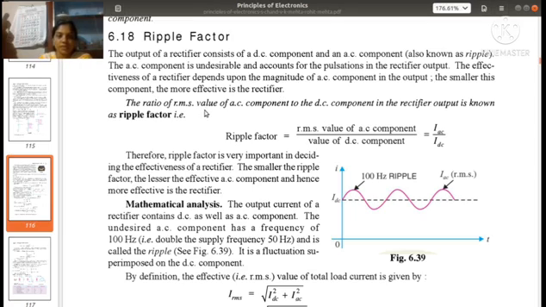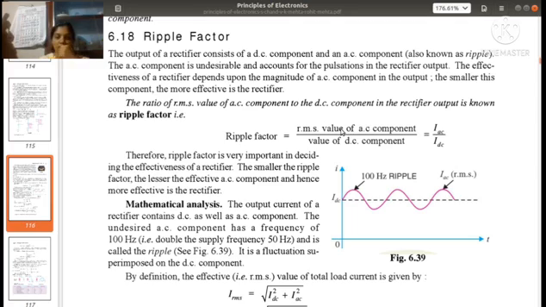So the ratio of RMS value of AC component to the DC component in the rectifier output is known as ripple factor. This can be calculated by the RMS value of AC component to the value of DC component. So how much AC component is contained in the DC output, that will give you this ratio, that is IAC to IDC, that gives you the ripple factor.